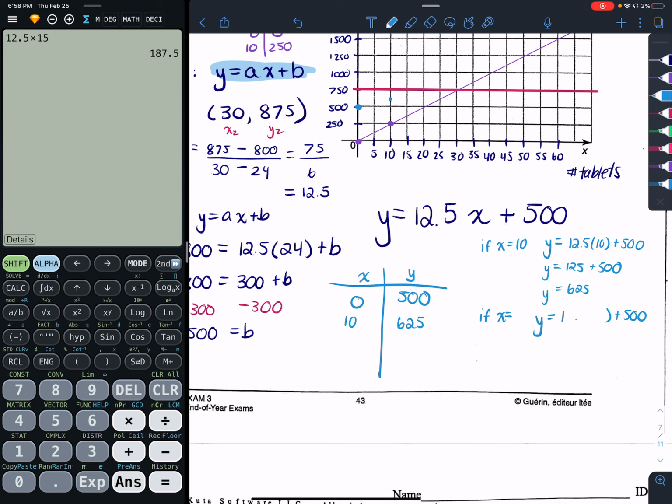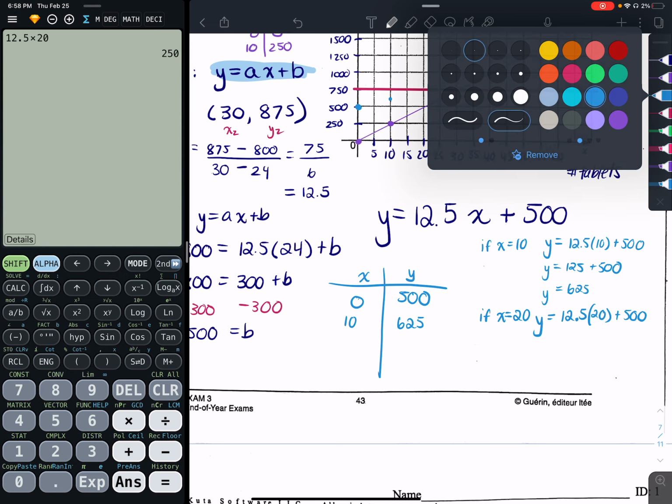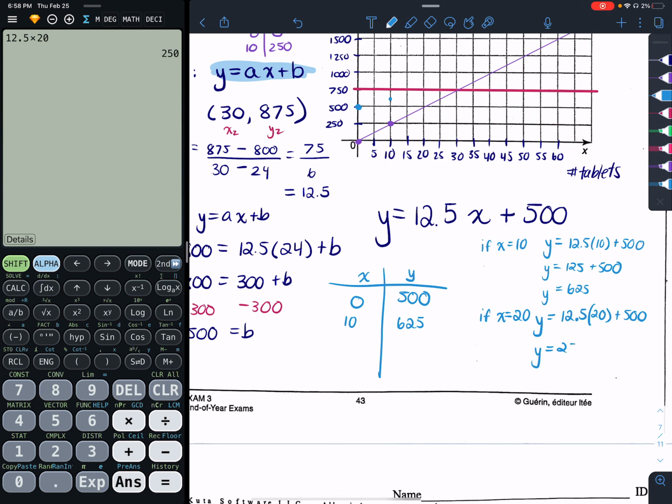If x equals, we'll go to the next one. We'll go to 20. If x equals 20, 12.5 times 20. Oh, look at that, we got 250. So that's a nice number. That's what we want. 250 plus 500, y equals 750. So at x equals 20, y equals 750.